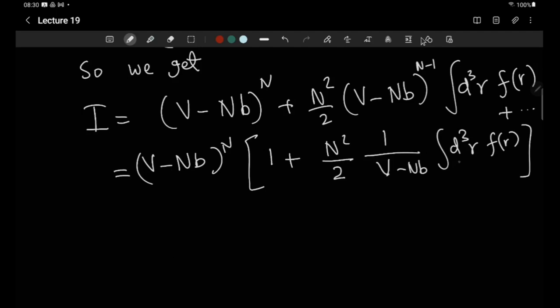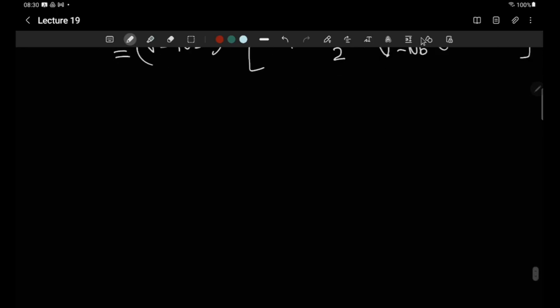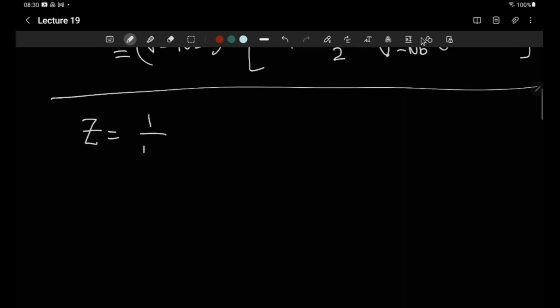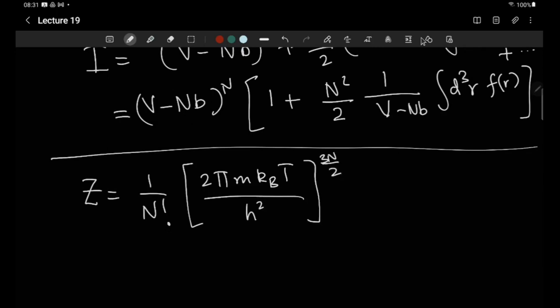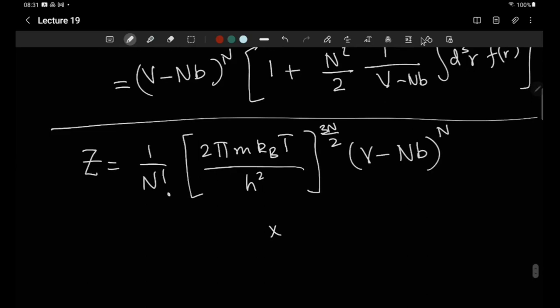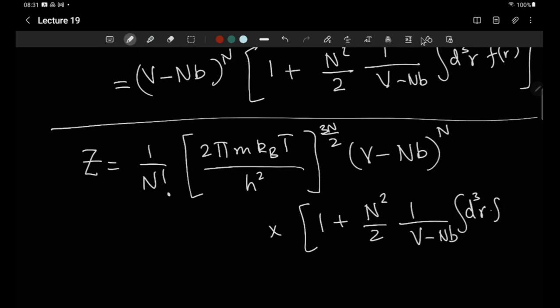It's important to realize that here, f of r, go back and remember, f of r is e to the power minus beta u of r, minus 1. So this has some temperature dependence. This is what the structure is. Now we can put this all together and we get Z equal to 1 by n factorial into 2 pi m kBT by h square to the power 3n by 2 times V minus nb to the n, into the rest. I've truncated the rest of the terms. This is what we get.